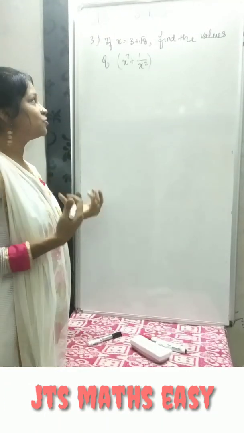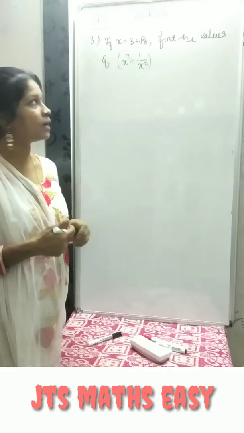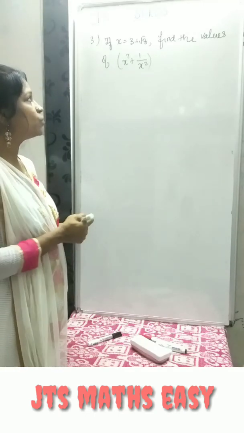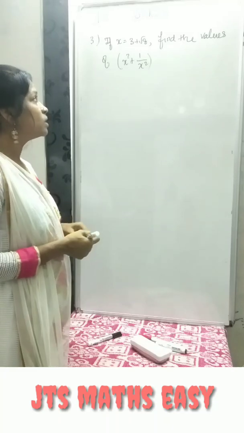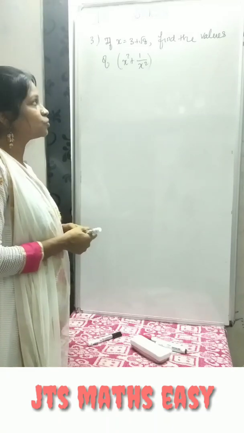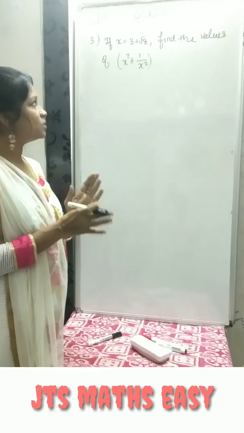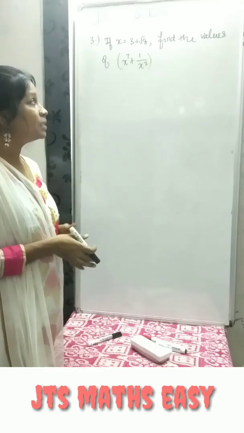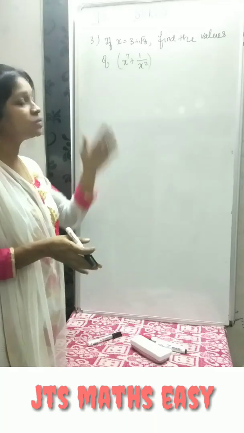So now this is your last problem in surd concept. It is given here: if x is equal to 3 plus root 8, find the value of x square plus 1 by x square. Here one surd number is given to you, which is nothing but your x value, and we need to find the value of this expression.